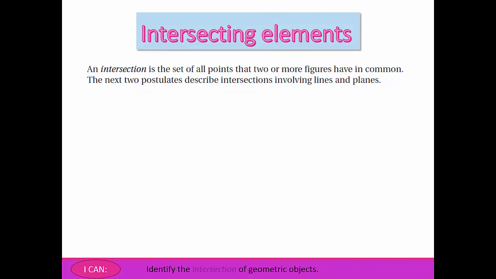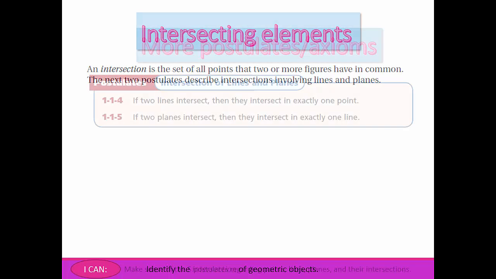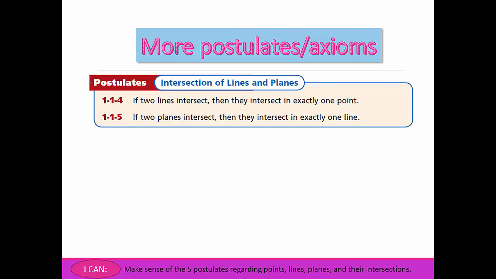An intersection is the set of all the points that 2 or more figures have in common. The next 2 postulates that we're going to study describe intersections. So if we think about 2 lines intersecting, they intersect according to this postulate in exactly 1 point.